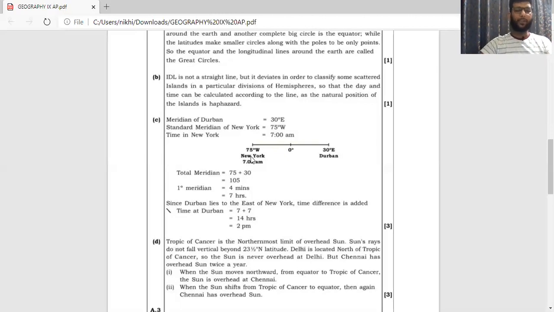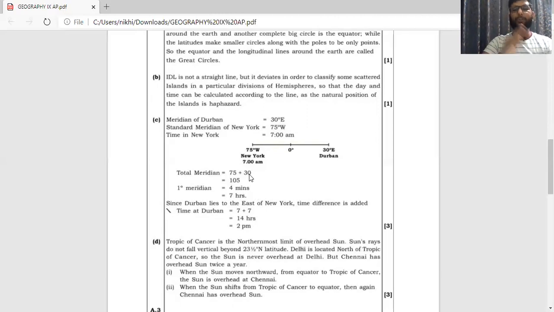And if I compare New York and Durban, which is towards South Africa, we find that it is towards the eastern side. That is how we have 30 degrees east. Now let's understand. Over here is 75 degrees west and 30 degrees east. Let's add the longitudes. It comes up to 105. There are 105 degrees of longitude in total. Likewise, the sun takes 4 minutes to cover 1 degree of meridian. In that case, for 105 degrees, we'll easily get 7 hours when you calculate it in terms of minutes and then convert it into hours.